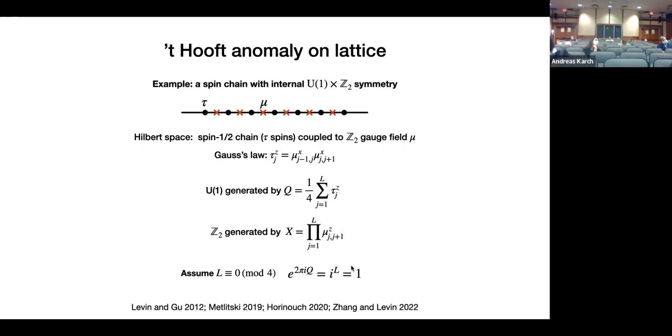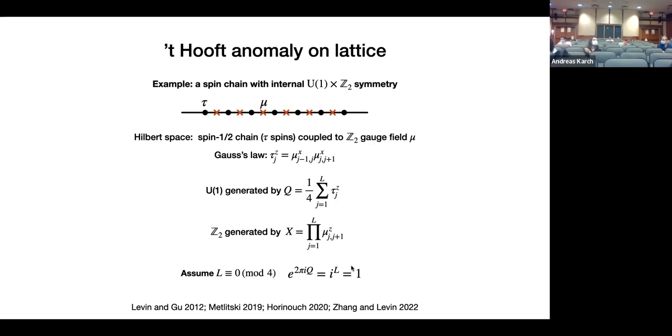So let's assume L is a multiple of 4 for this discussion. Then just doing a little algebra, we can see that e to the 2 pi i Q is actually equal to 1, with the help of the Gauss law. So Q has to be quantized to integers, and you can check that it actually takes all integer values, up to some upper bound set by the lattice size. Okay. So this is a lattice system.